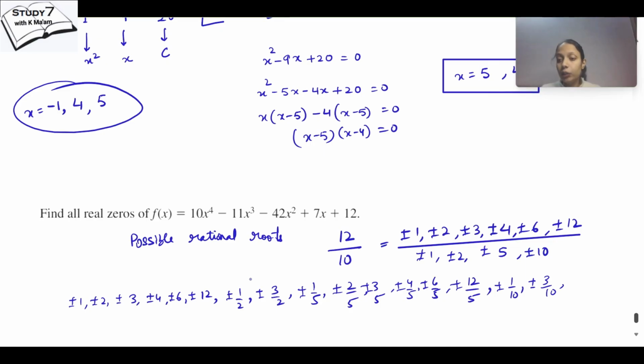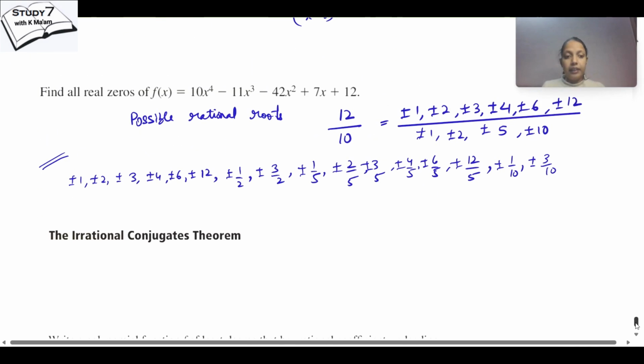6 over 10. 6 over 10 is 3 over 5, plus minus 3 over 5. That is also written. And the last is 12 over 10. 12 over 10 is 6 over 5. That is also used. So that's it. There are no other possible roots. These are possible rational roots. Okay. From this you have to check what are the possibilities.